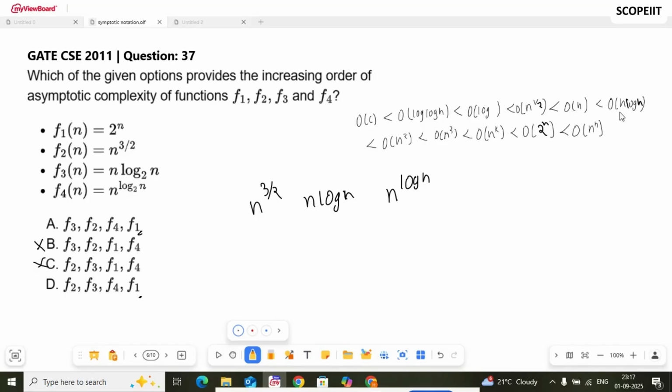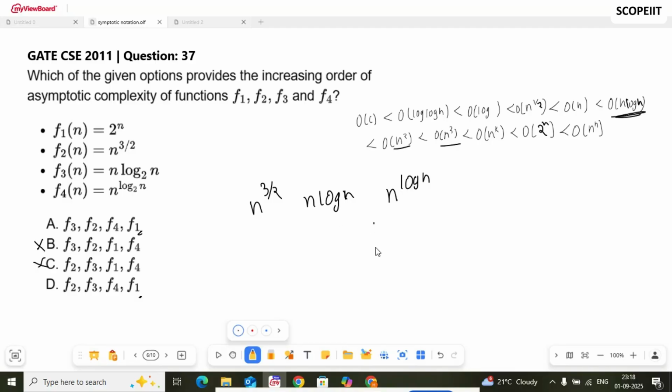So see here, this is your n log n. The n log n value is lesser than n to the power log n. See, this is all in n to the power, or you can say k can be log n. So your n log n value is less than this one. So as per the order, n log n will come before n to the power log n.